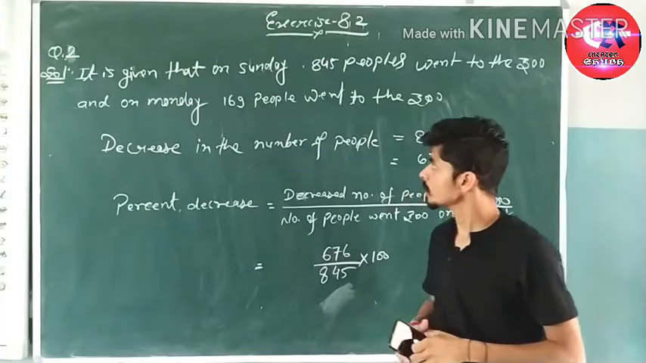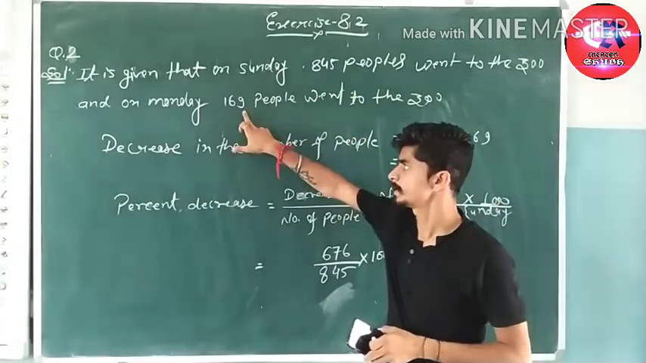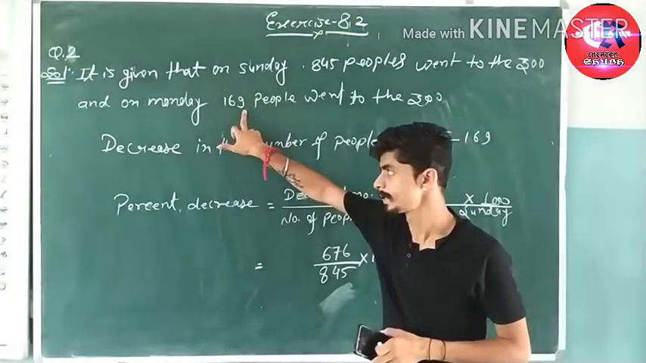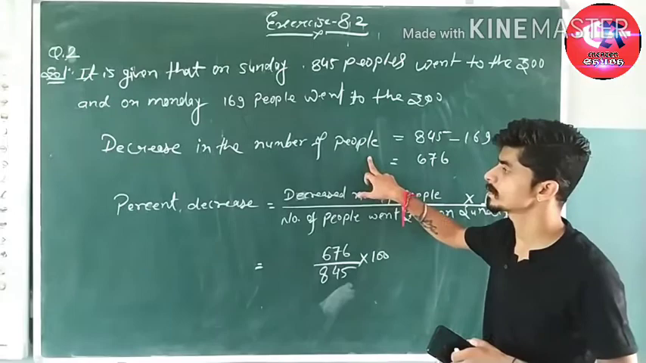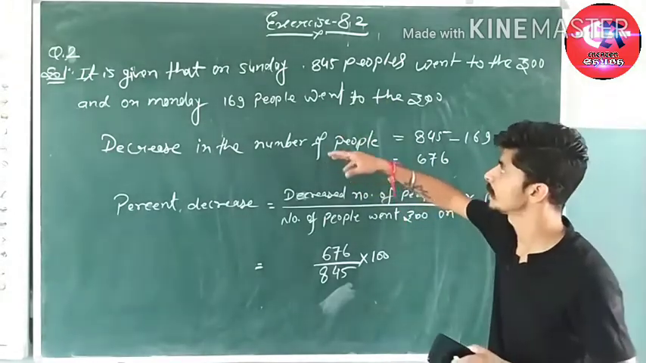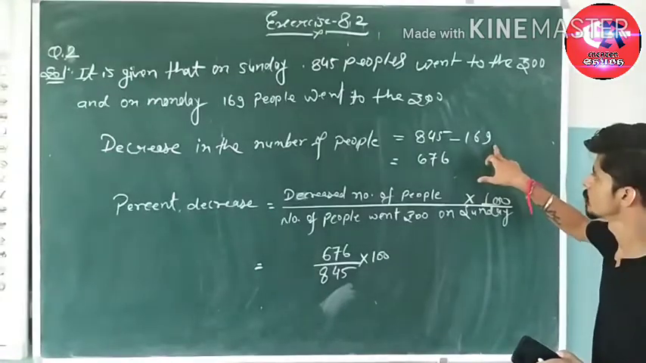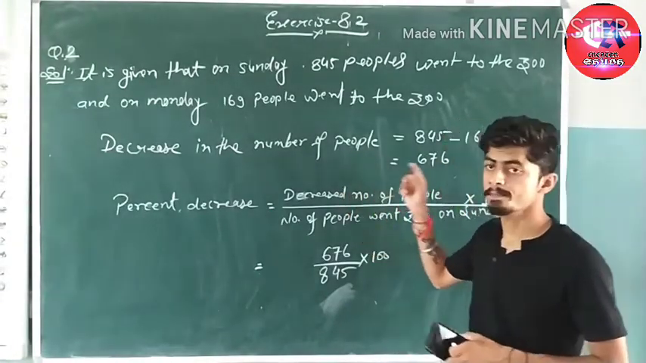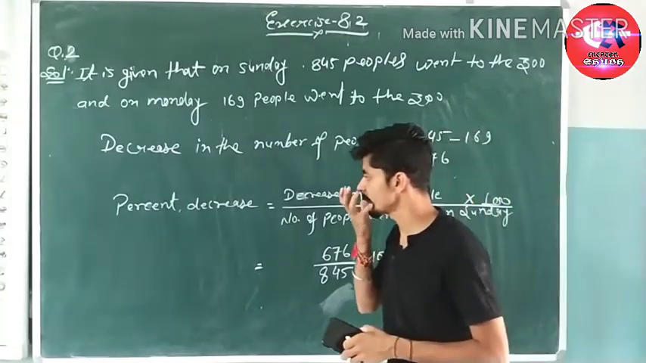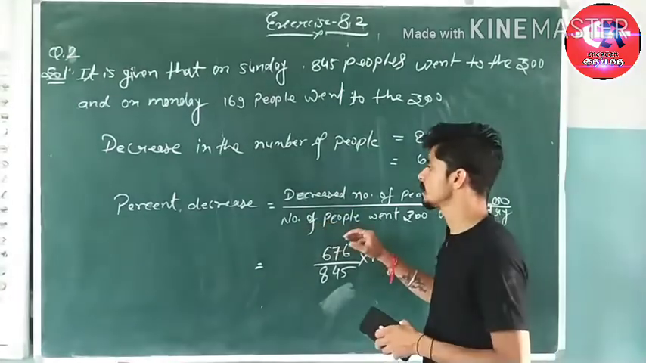Now here the number of people is more, but here it is less. That means it is the case of decrement, a decrease in the number of people. How many people decreased on the next day? We just have to subtract the smaller number from the greater number. So we get 676, the decrease in the number of people. And now we have to find the decrease percentage, the percent of decrease.